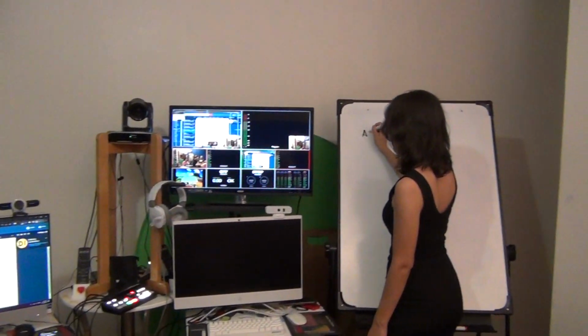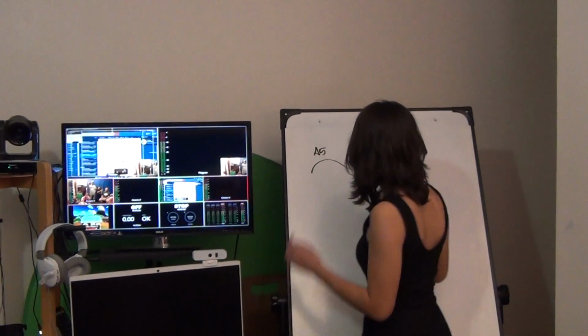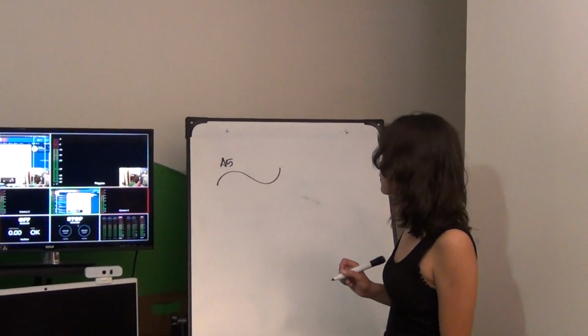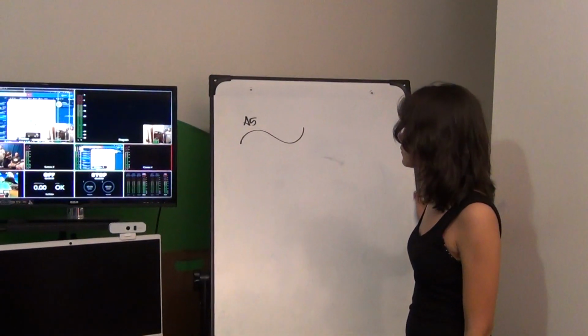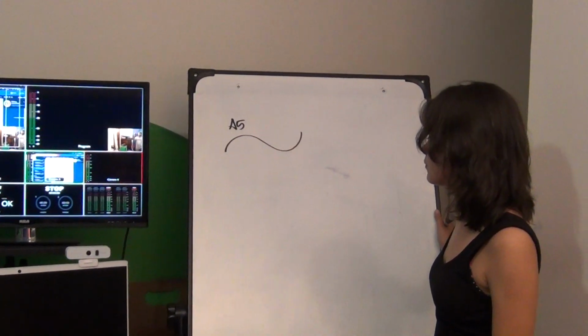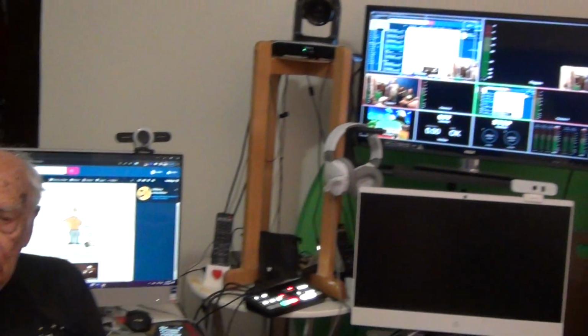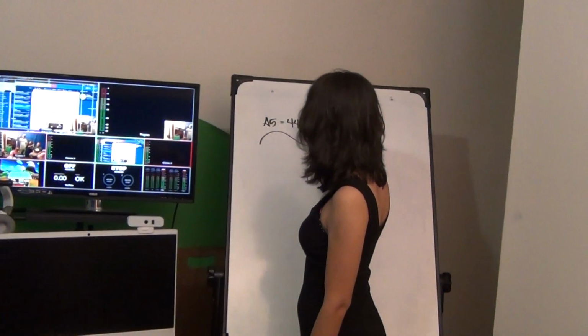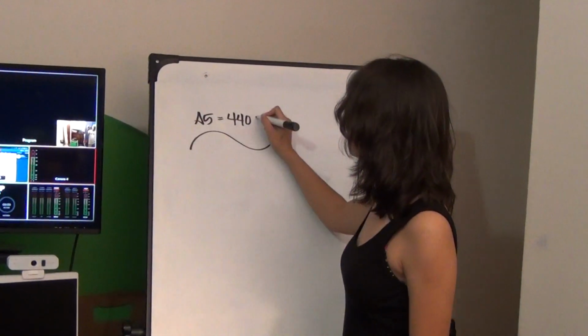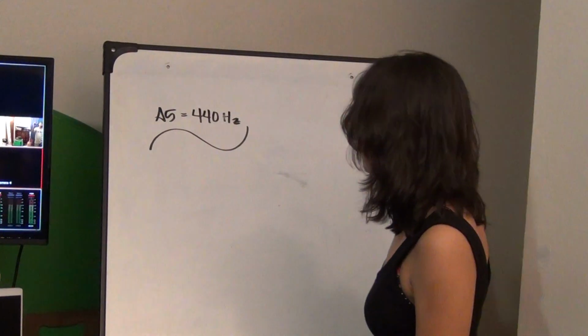So Elisa, draw A5 wavelength, a sine wave. It's A5. That's the universal tone for our European music enthusiasts and musicians. It's A above middle C. So that equals 440. That's 440 hertz. H, capital H, little z.